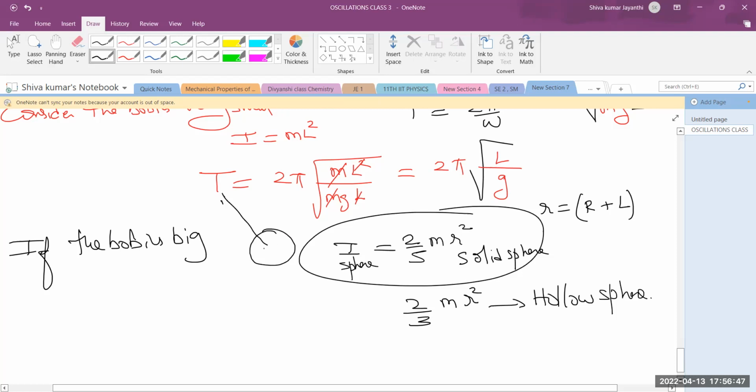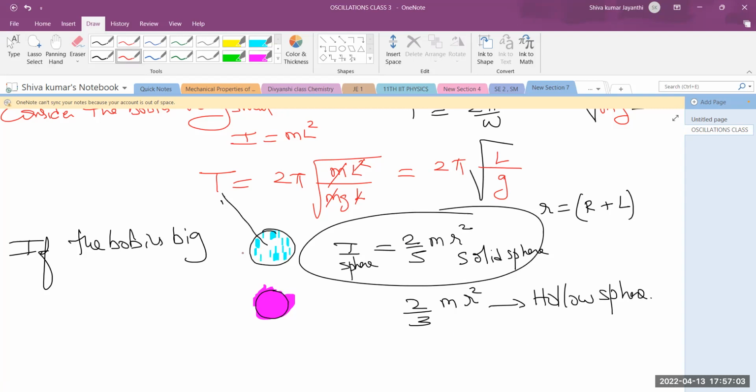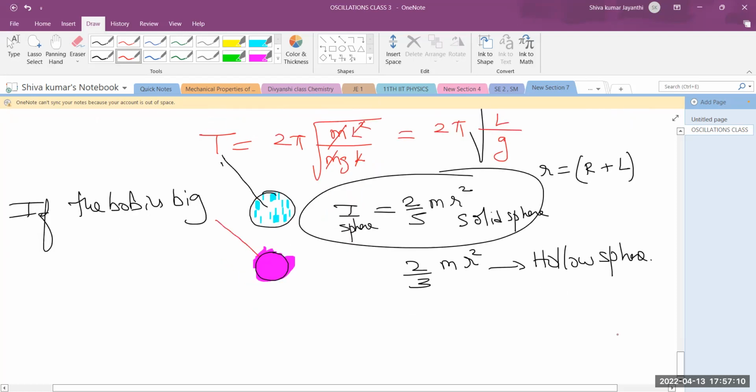You know that hollow sphere means nothing is there inside. Solid sphere means fully solid. This is solid. Solid sphere. Hollow means nothing is there. Pani puri. Empty sphere. Tennis ball. This is tennis ball. This is cricket ball. Okay. So both are having different answers. For hollow, it is 2 by 3. Solid 2 by 5. Okay.